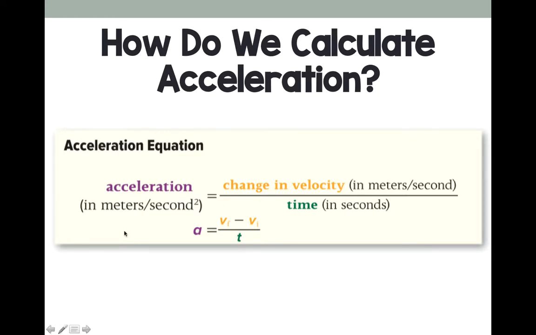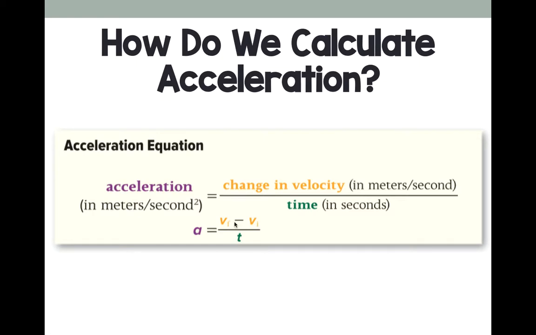And I'm not sure if you can see this, but this is an F right here. And this is a lowercase i. So this stands for final velocity. Okay, that F means final. Final velocity minus the initial velocity. So whatever velocity we ended with, we're going to subtract the initial velocity from that. And that's going to give us our change.